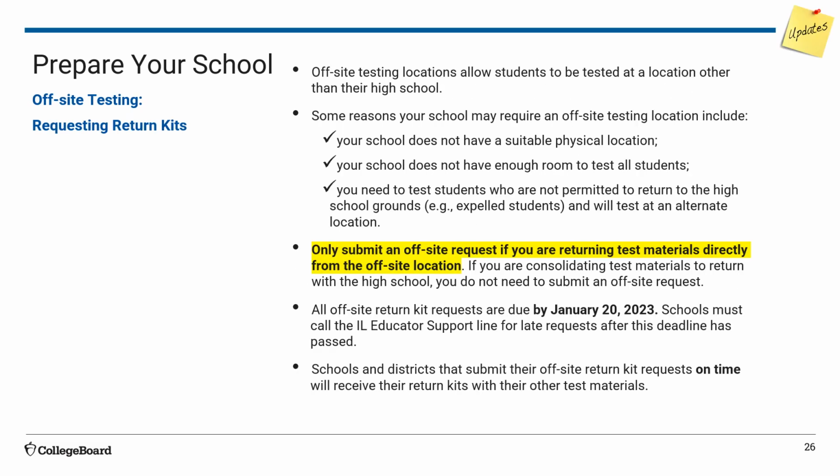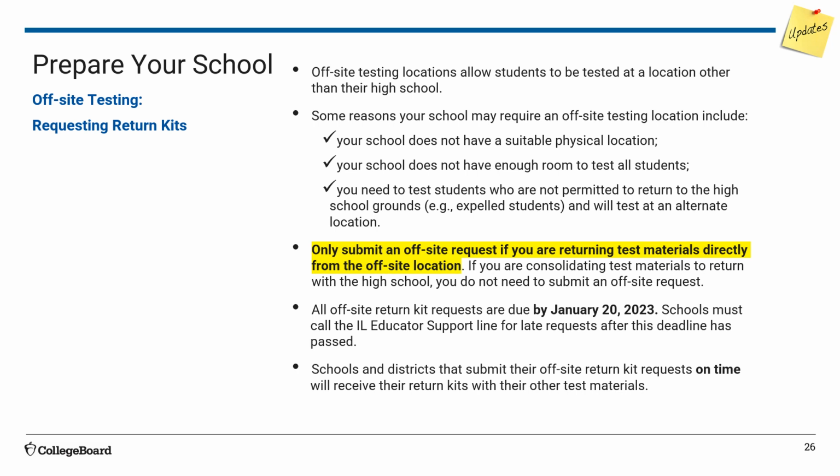Off-site testing locations allow students to be tested at a location other than their high school. Some reasons that may require an off-site testing location include your school doesn't have a suitable physical location, your school doesn't have enough room to test all students, or you need to test students who are not permitted to return to the high school grounds, for example, expelled students, and will need to test at an alternate location.